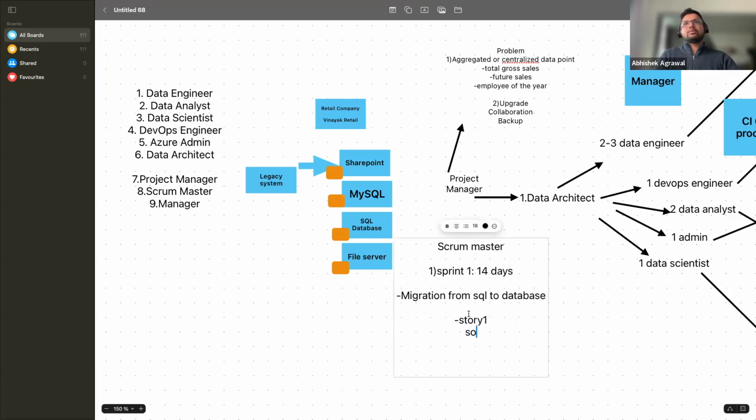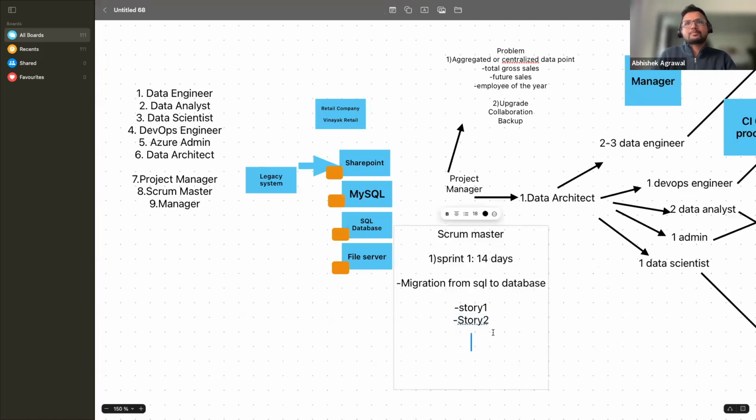Story one, story two, we will create many stories here. Story means a task we will create, right? So the Scrum Master's job is to help the data project manager create all of these stories, manage your sprint, and close your sprint, checking whether whatever stories we are planning, we are able to complete or not. That is what the Scrum Master will do.